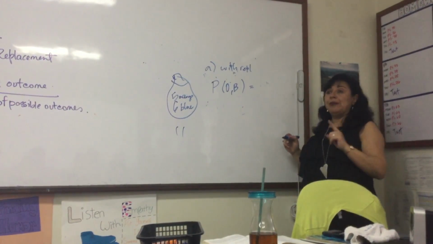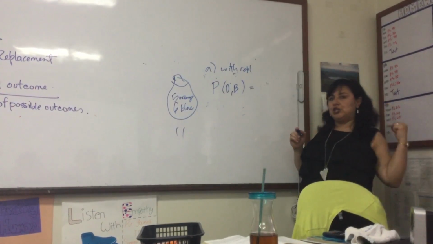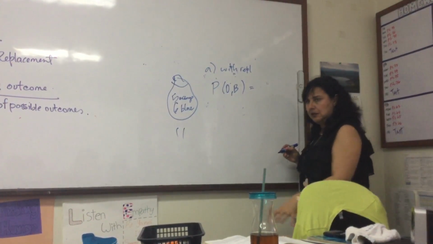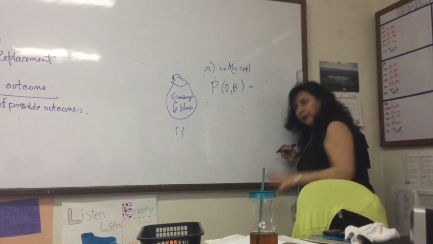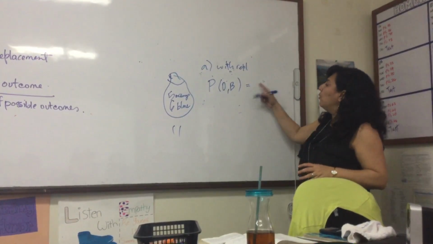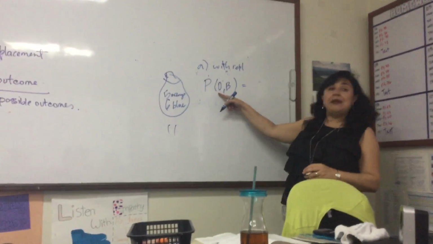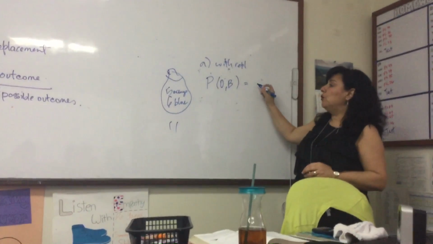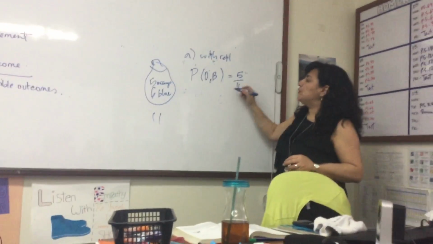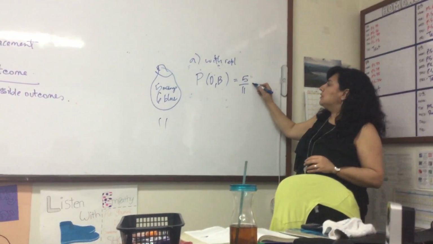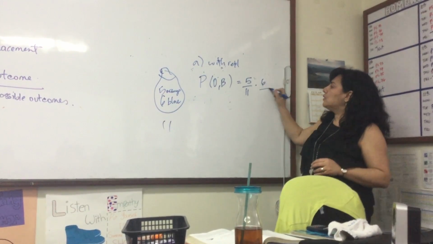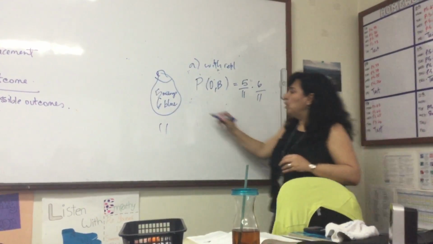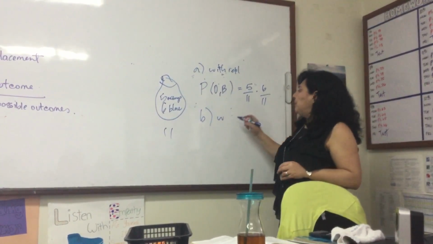So with replacement, meaning you take out the orange and you put it back, and then you take another one and you put it back. That's with replacement. So what's the probability it'll be orange? 5 out of 11, because you've got 5 oranges. Blue is 6 over 11. Perfect. And then you multiply.